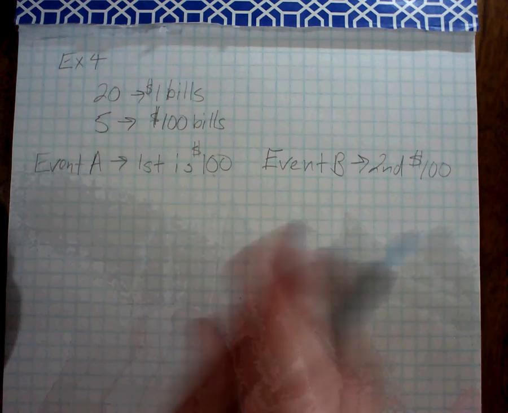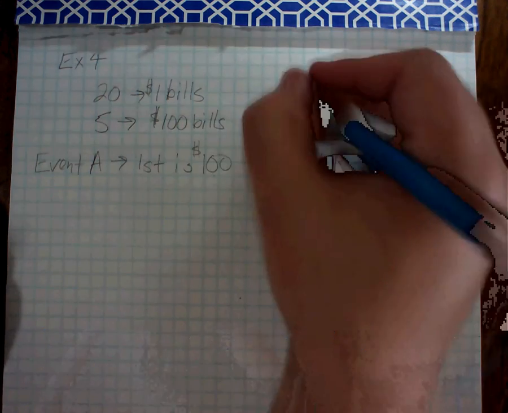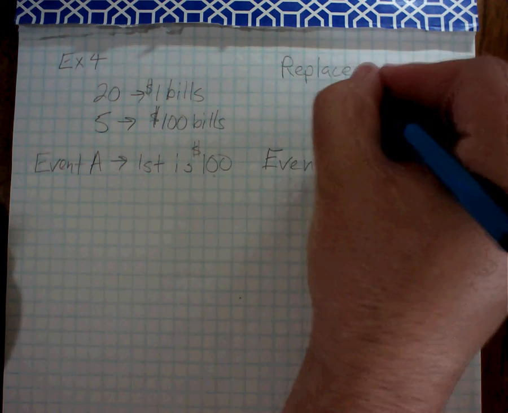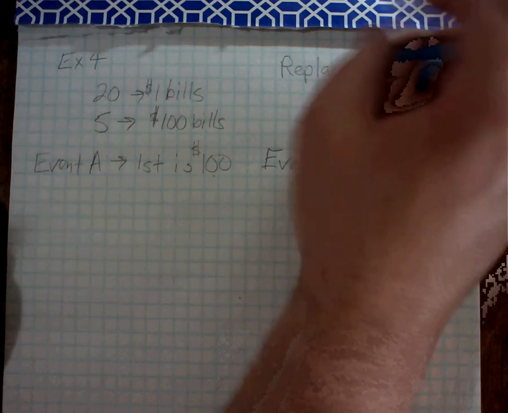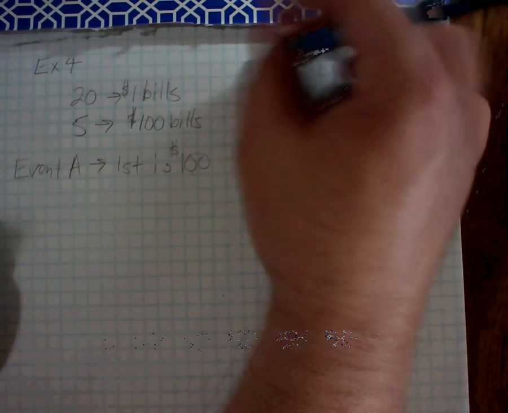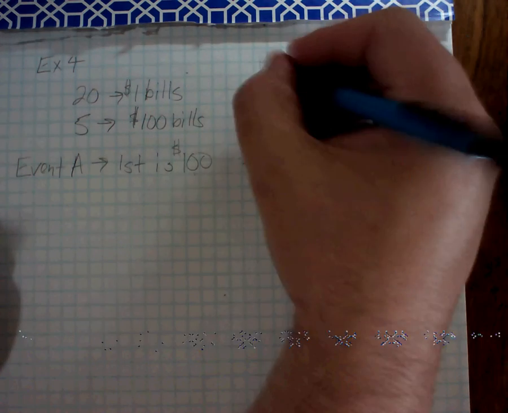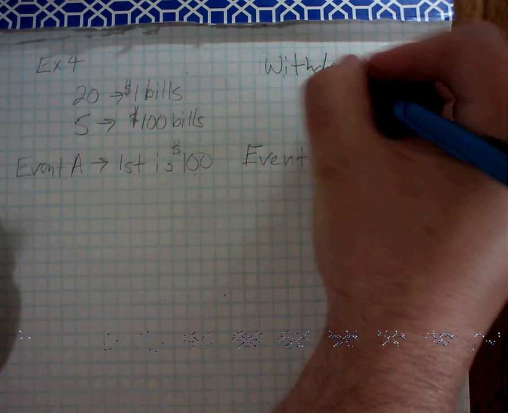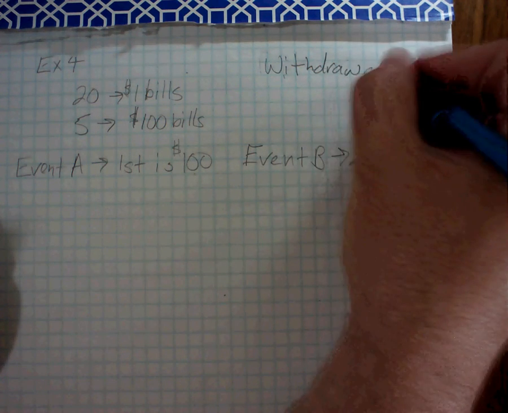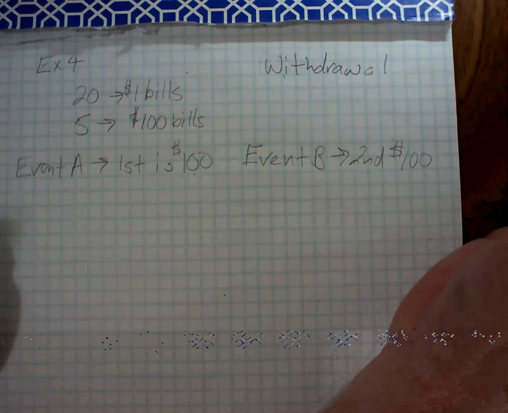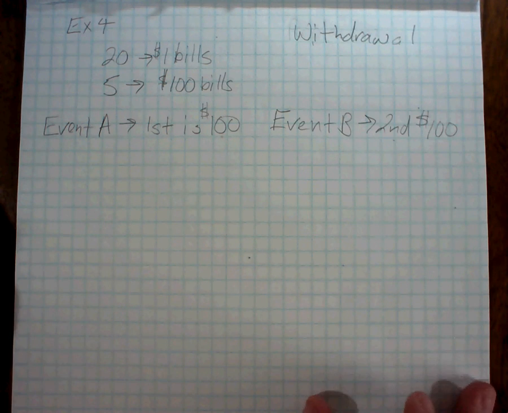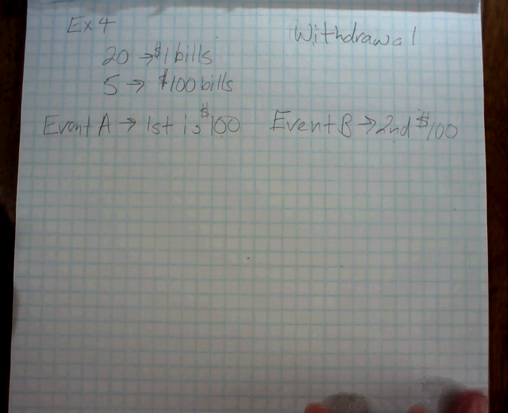Now, if you think about this, this is what we would call a replacement. Remember, I just said in the last example, or no, it's not replacement, it's withdrawal. Because you're going to take the $100 bill, you're going to physically remove it, and you're not going to put it back in the bag. So that means you're going to have less $100 bills, so that changes the probability.